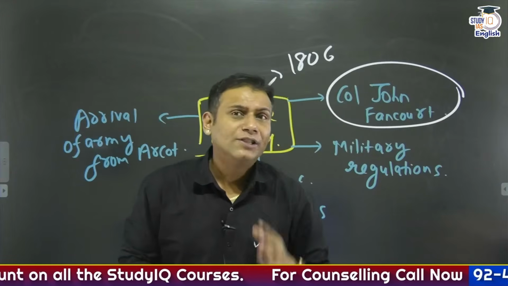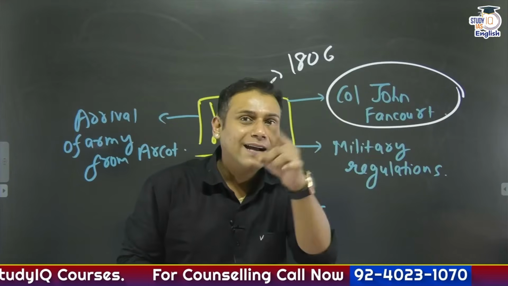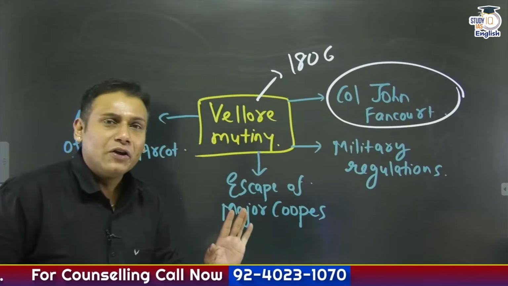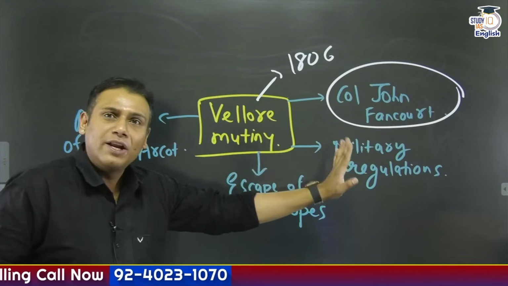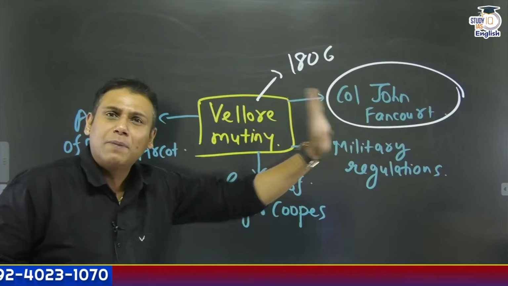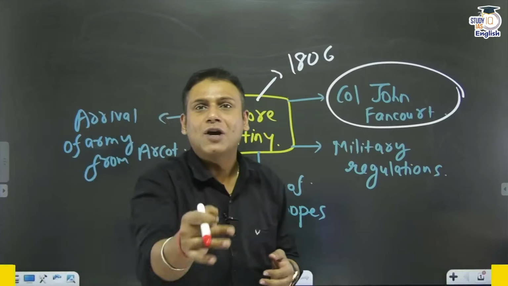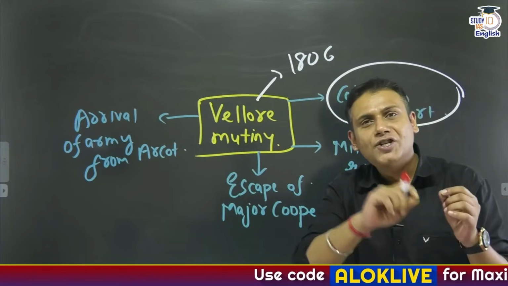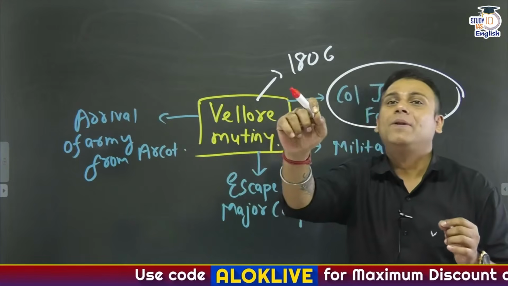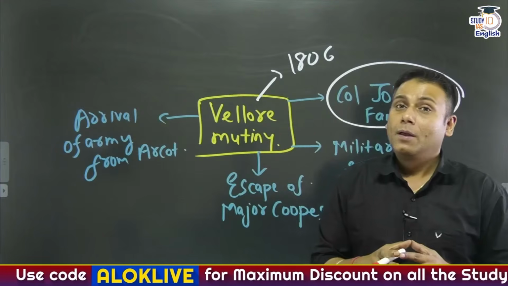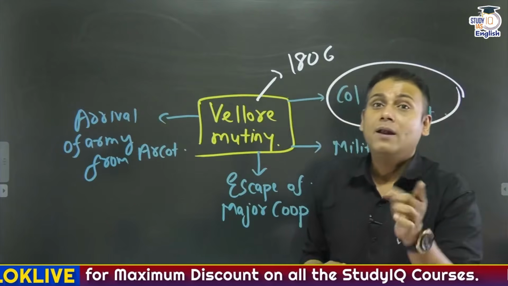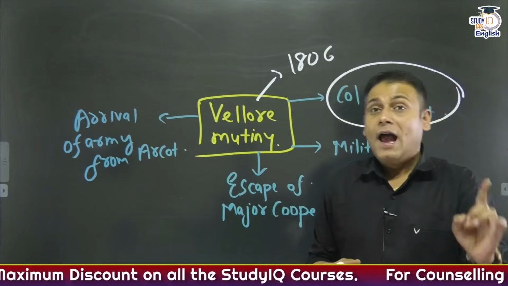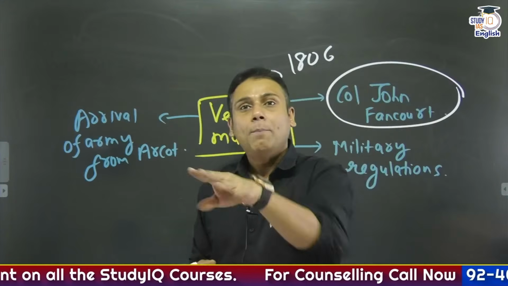I'll give you a small example. We had seen Charter Act 1813. 7 years after the Vellore Mutiny, Charter Act 1813 was passed. And one of the clauses of Charter Act 1813 was Christian missionaries were allowed to come in India and preach Christianity. My friends, preaching, propagating religion is a different thing. And forcing them on the people is a different thing.